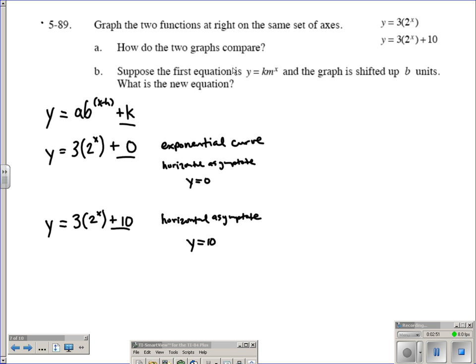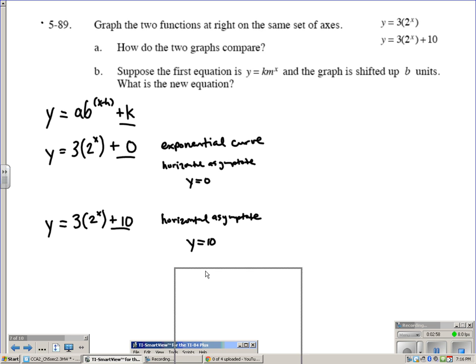So how do the two graphs compare? They should be very similar graphs, except for one is 10 units higher than the other. Let's check that on the graphing calculator now.